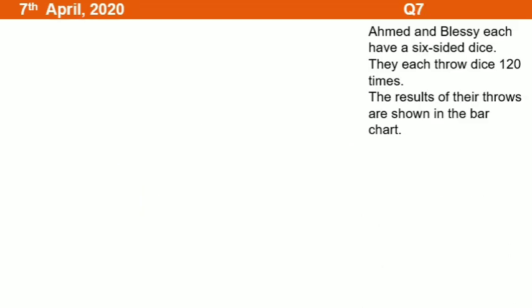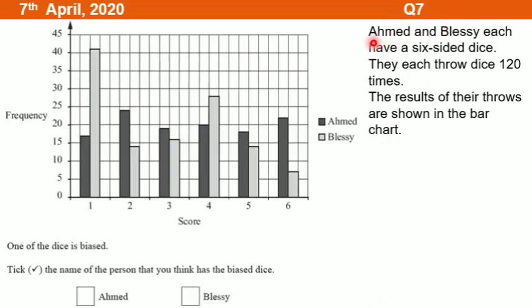Okay, continue to question 7. As you can read from question 7, there are two people, Ahmad and Blasi. They do an experiment to check whether their dice is biased or not. They throw the dice 120 times each, and then the result is drawn as a bar graph in here. Ahmad is using the black bar graph, Blasi is the gray one. Now, whom do you think has the biased one? You can check how varied or how constant it is.